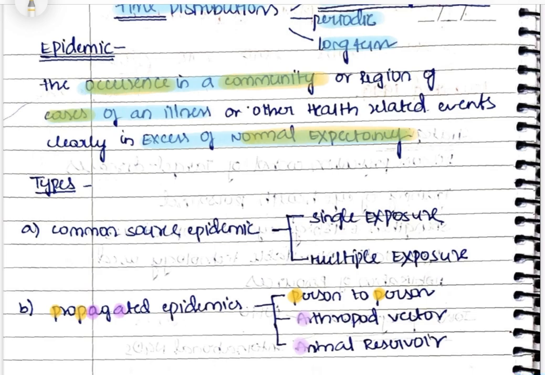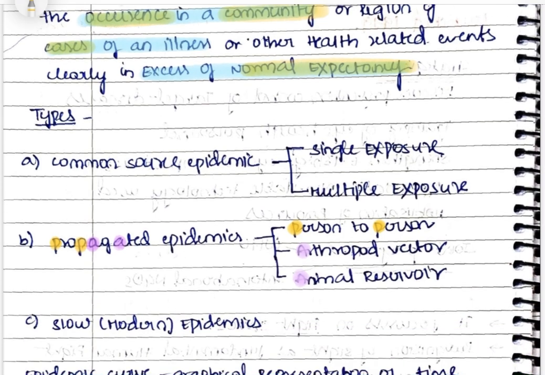So what occurrence? Occurrence of cases, right? So of cases of illness or any other health related events clearly in the excess of normal expectancy. So in the definition, you are going to write occurrence, cases, and normal expectancy. So occurrence in the community of the cases of illness clearly in excess of normal expectancy is the definition of epidemic.